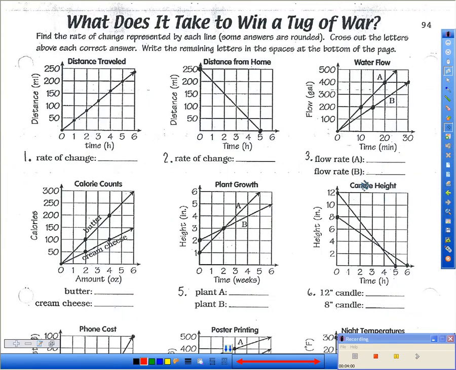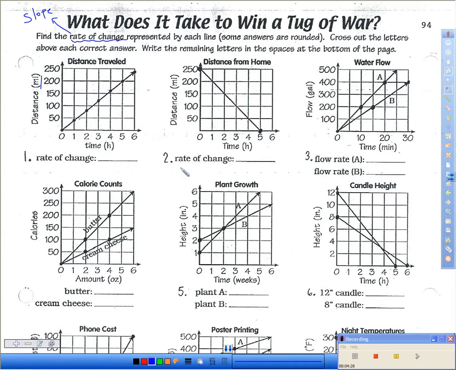The second puzzle looks like this. It says, what does it take to win a tug of war? It says find the rate of change. We talked about rate of change yesterday, and we said rate of change is just another way of saying slope. So find the slope represented by each line. In some of these, you're going to have to do some estimating. Like on number 1, if I want to find the slope of that line, or the rate of change, that means we want to see if the miles change as our time changes along the bottom.